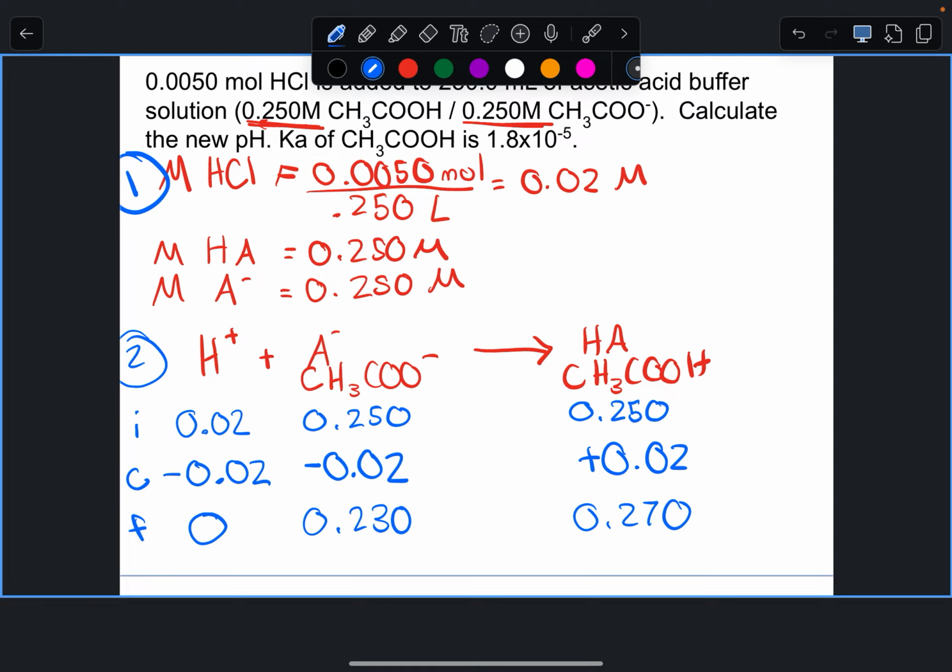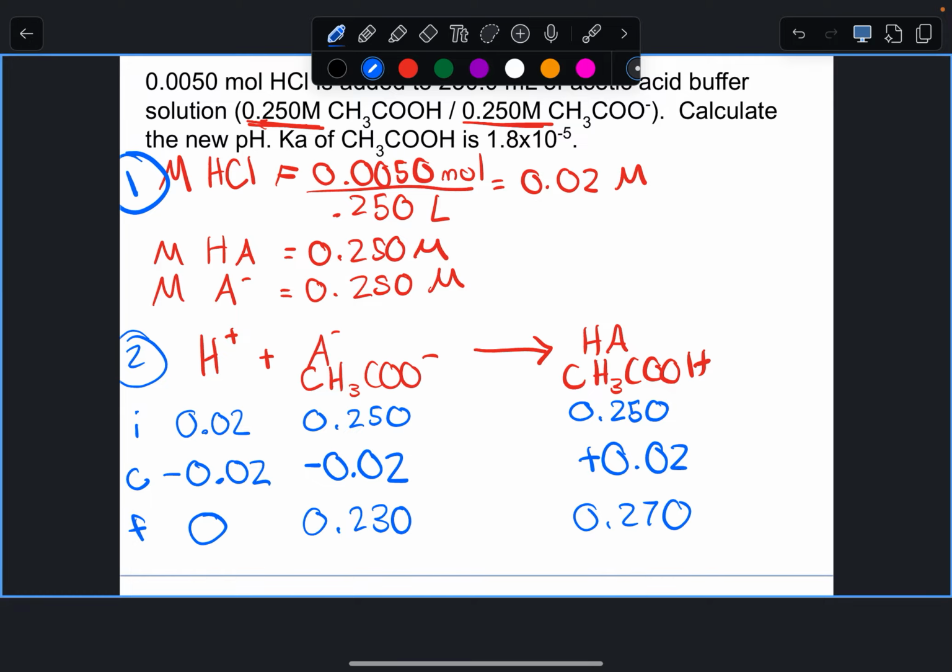Again, this is why it doesn't affect the pH significantly, at least, because I don't leave behind any acid or base. I just convert some of the A minus into HA. So now the ratio of the two is a little bit different. So that will affect the pH slightly, but not in a really big way, the way it would if I'd added strong acid to just water.